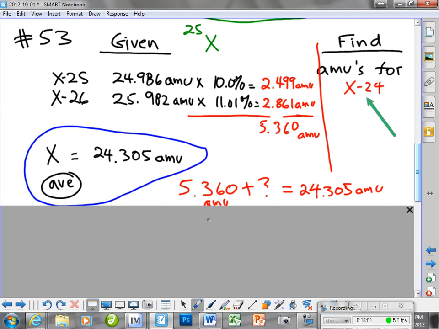That is the average. Now we know who the element is. Let's find it. Who's our mystery guest? 24. Oh, magnesium. 24.3. See it? Magnesium, number 12. Okay, so we know that this is element number 12. There's the atomic number. Now, that's not required in this problem, but it's nice to know.